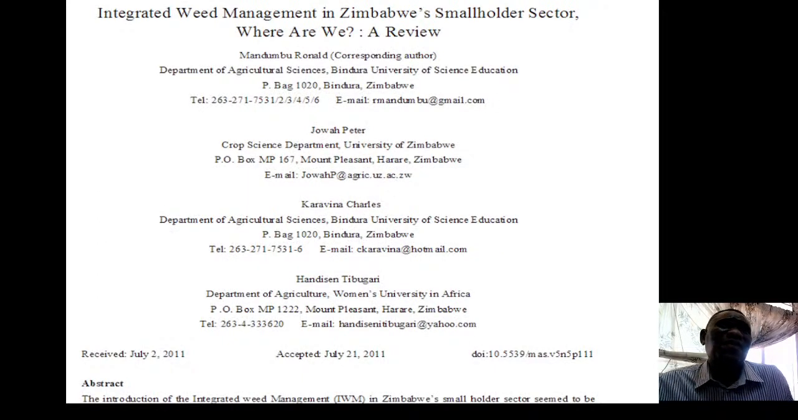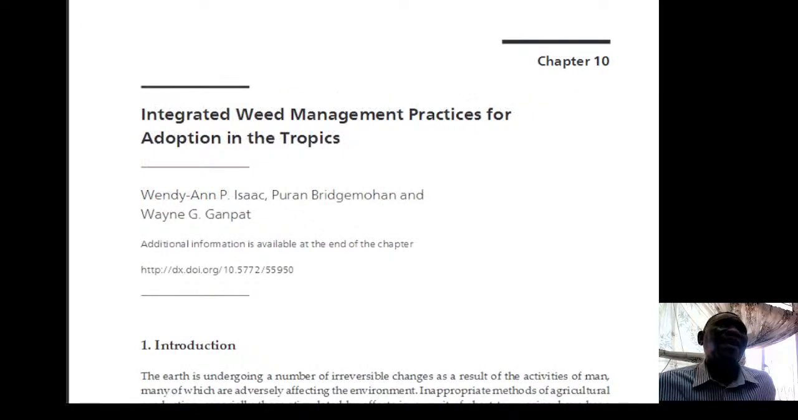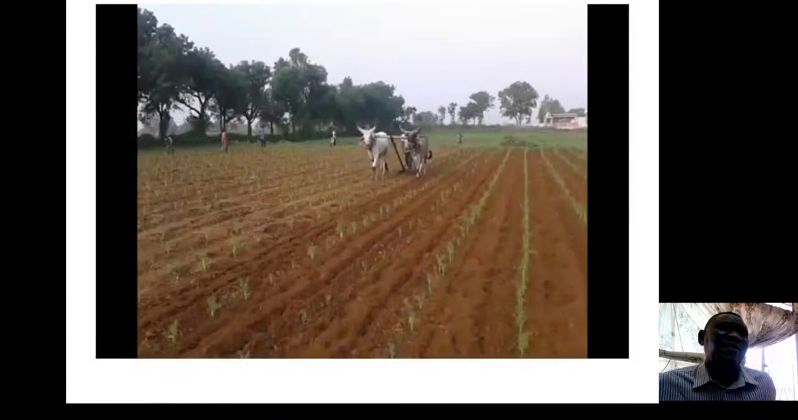You can read some of these papers on integrated weed management if you want to understand it more. If you've got time, you can read this thesis. It talks about improving weed management and crop productivity in Zimbabwe. Another paper. So this is it.